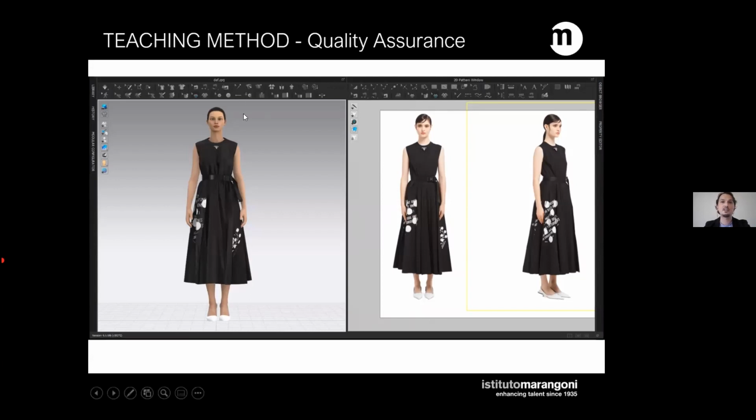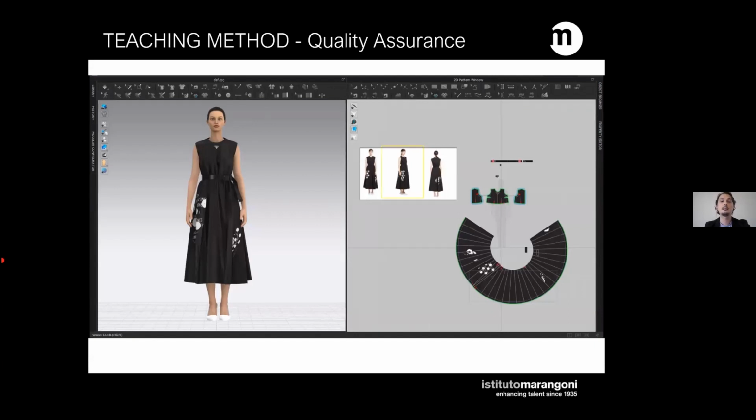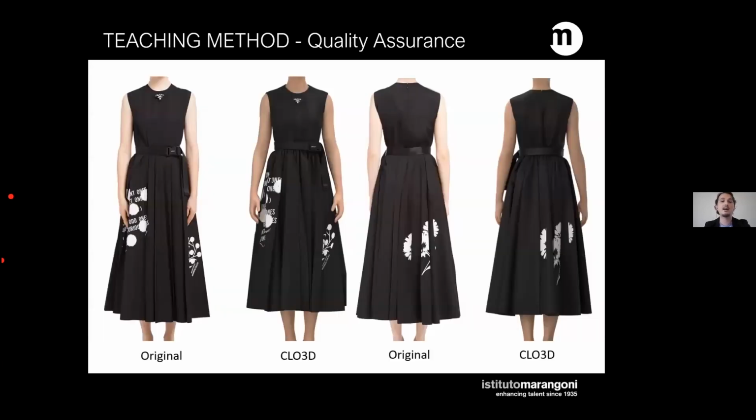On the left in the 3D work area, you see my 3D prototype. On the right in the 2D work area, you have Prada's original photos. This is how our work areas look with this giant rectangle. We always deactivate this rectangle in the 3D area to work faster with the software. And here you can compare my CLO 3D prototype with the original picture.